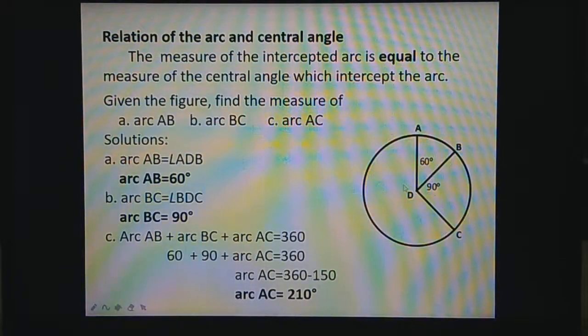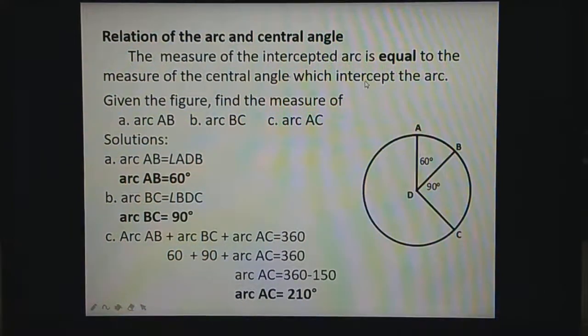Now, using arc addition postulate, AB plus BC plus the major arc AC is a complete rotation, a complete circle, is equal to 360. So, substitution, AB is 60 plus BC is 90 plus arc AC is equal to 360. Combining similar terms, we have here 150. And then, to find arc AC, let us apply subtraction property. 360 minus 150. The major arc AC is equal to 210 degrees.